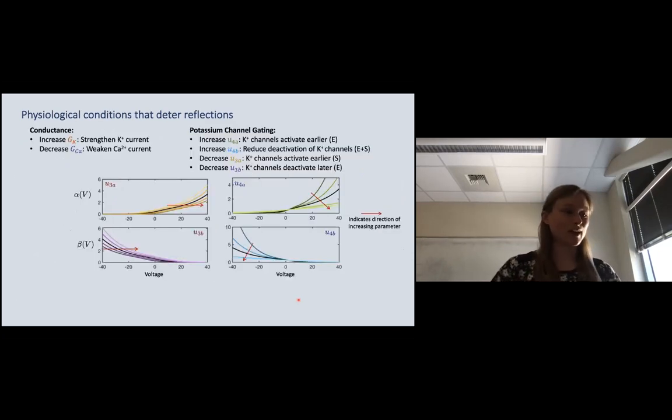So if we then take this one step further and try to interpret this in terms of what's actually happening, well, if we increase GK, what this does is strengthen the potassium current. So it means it strengthens the repolarization process. Decreasing GCA weakens that depolarization process and weakens that calcium current. So essentially, these are acting exactly as we would expect: decreasing GCA and strengthening GK means that the pulse cannot escape from the back and create that reflection-like behavior.